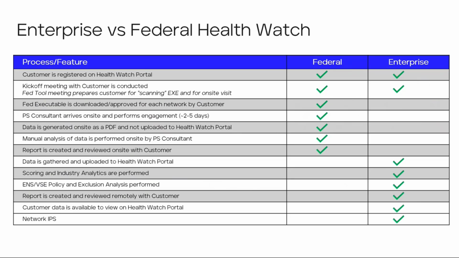So when I mentioned before about the different flavors of Health Watch, we understand that some customers have sensitive data that cannot leave their premises, that can't go offsite to our data center. So we have something called the Federal Health Watch tool, which is a way to do an on-site analysis of EPO. It does provide a certain level of analysis where you download the executable from our portal, you get a token from us from the portal, and then you can execute it locally. The data never leaves your site.